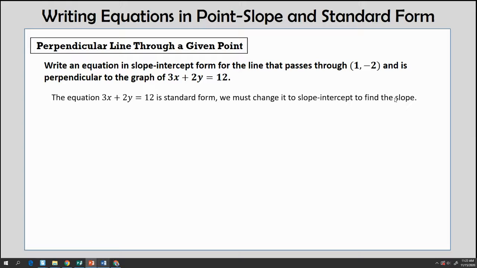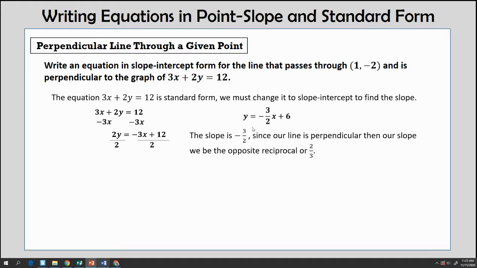To change it to slope-intercept, solve this for y. So subtract 3x, divide everything by 2, and I get y equals negative 3/2 x plus 6. We've done this quite a bit. Now all this work was to figure out what our slope is. So the slope of this line is going to be negative 3/2. So I'm going to take negative 3/2 as my slope.